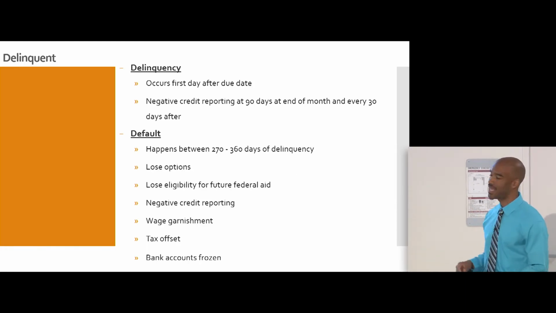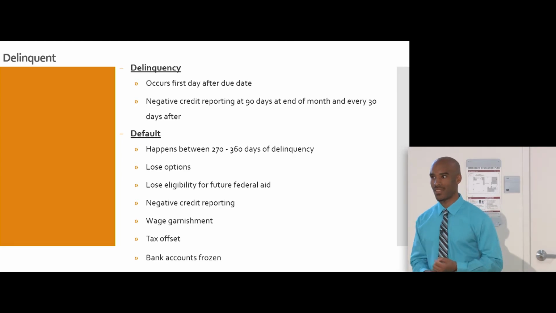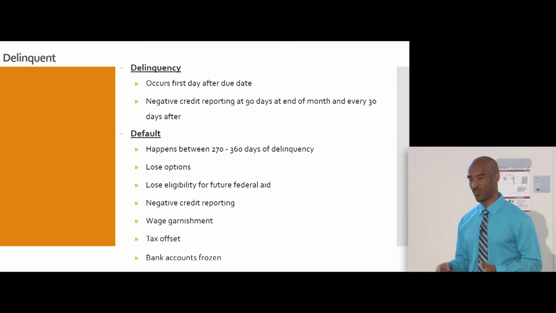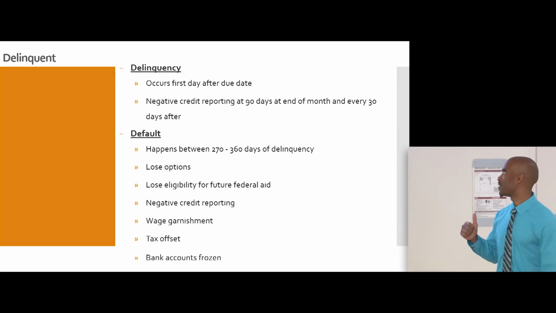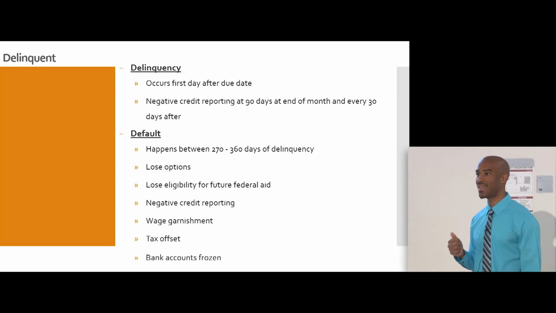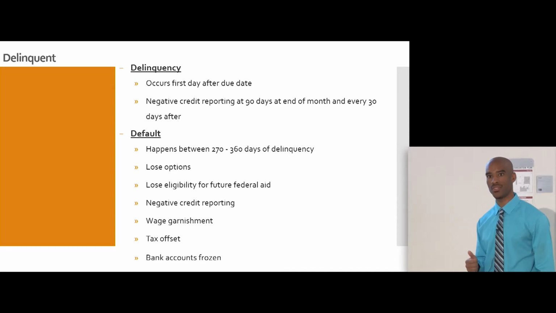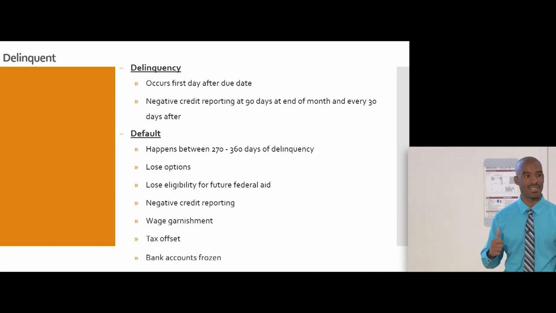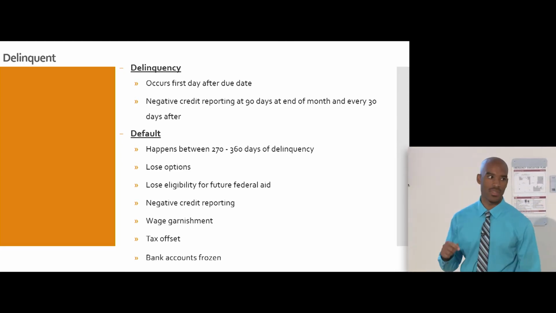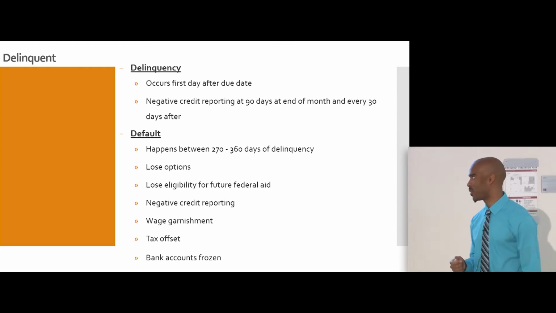Next one is delinquency. So with delinquency, first day after your due date. So if your due date is on the 15th, the 16th, that's 1 day delinquency. After 90 days of delinquency at the end of the month, you will be reported negatively to the credit bureaus, and every 30 days after that until the account is brought current. You can bring the account current with a deferment or a forbearance.